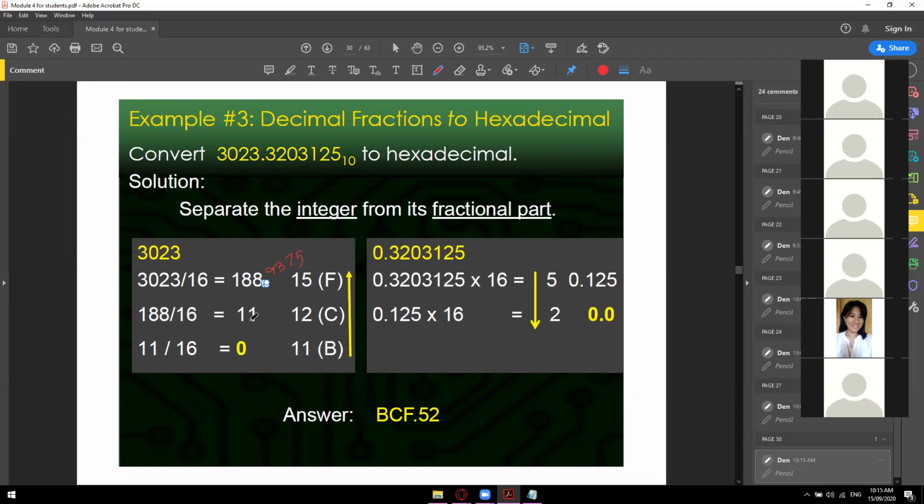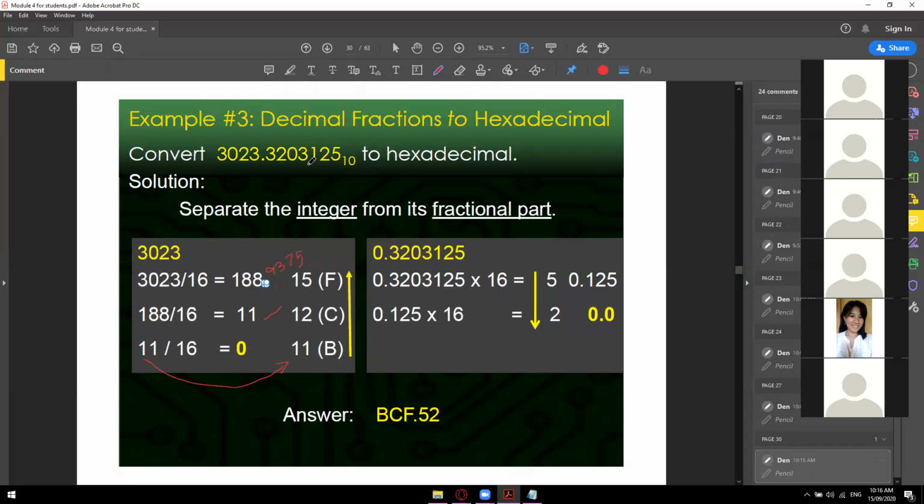188 divided by 16, then you'll get 11 point something. Whatever decimal you got here, multiply it by 16, then you'll get 12. And then 11 divided by 16 cannot be done. So when you can't divide, just put 0 here. Then whatever is last, put it as your remainder. Okay? And when it's 0 already, that's the time you stop and read from bottom to top. So, 11 is letter B, 12 is C, and 15 is F. So the final answer of this one is BCF.